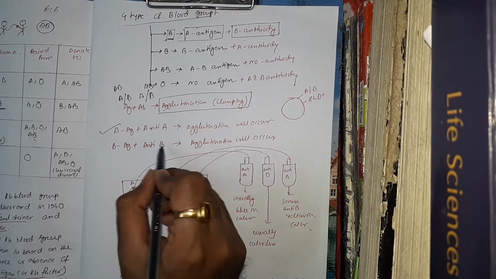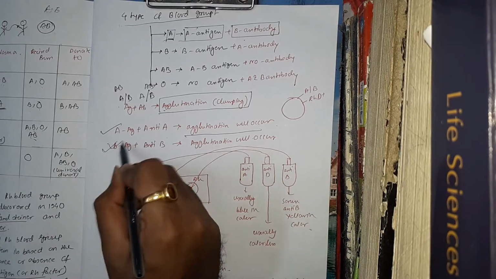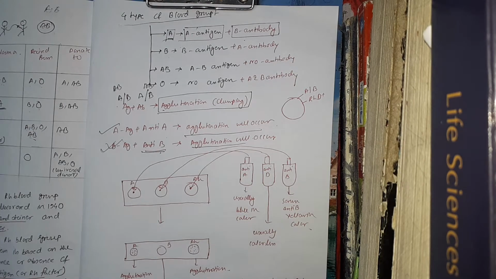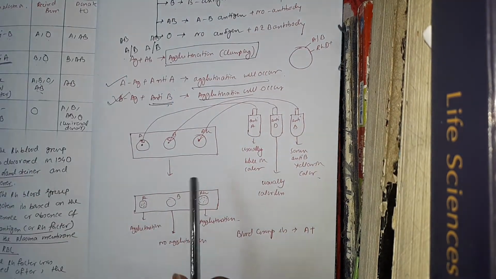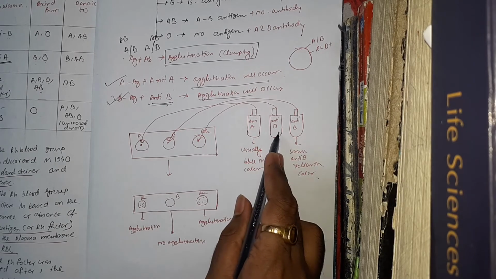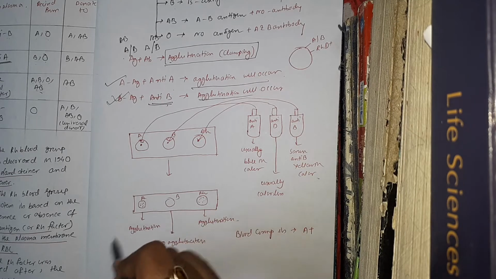If A antigen is present, and encounters anti-A, then agglutination will occur. If B antigen encounters anti-B, then agglutination will occur. So to figure out our blood group, we first of all need a very grease-free slide and three types of serum: anti-A, anti-D, and anti-B. Anti-A usually appears blue in color, anti-D usually appears colorless, and anti-B appears yellow in color.